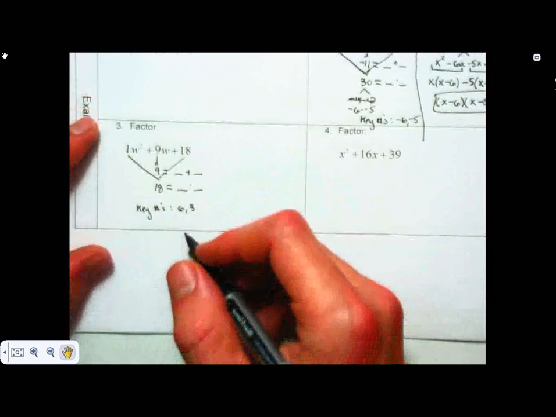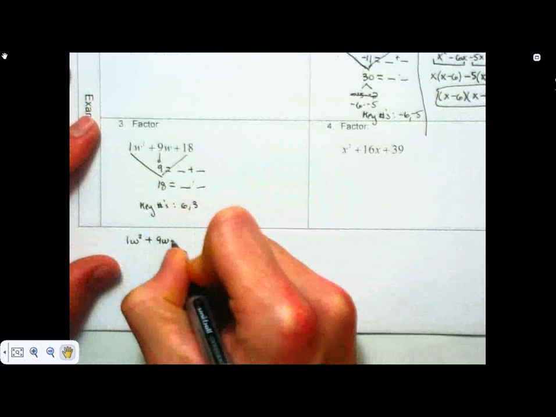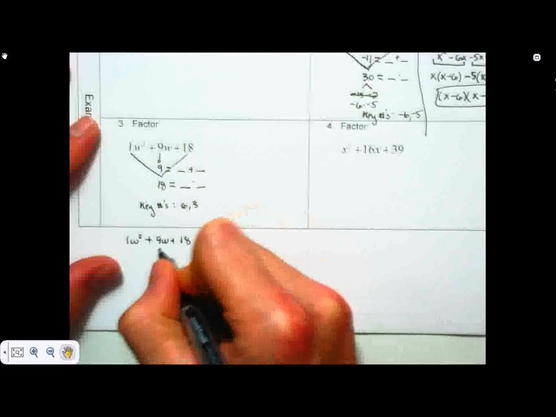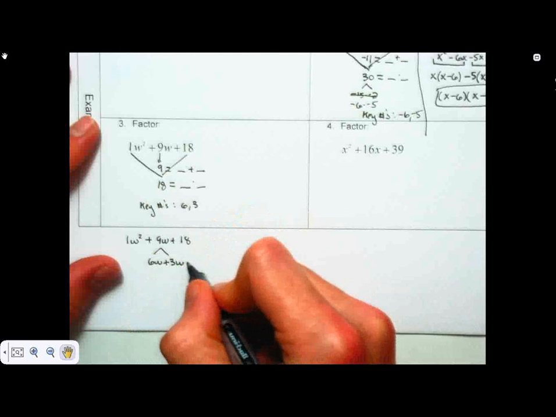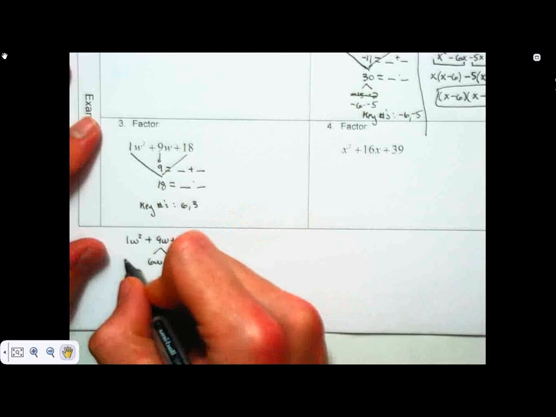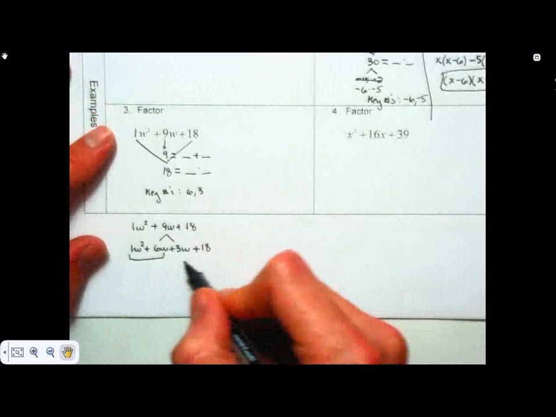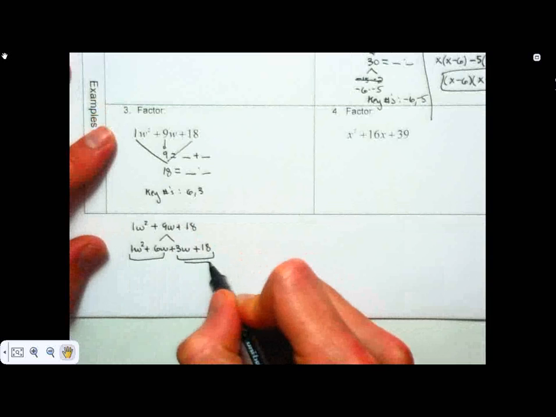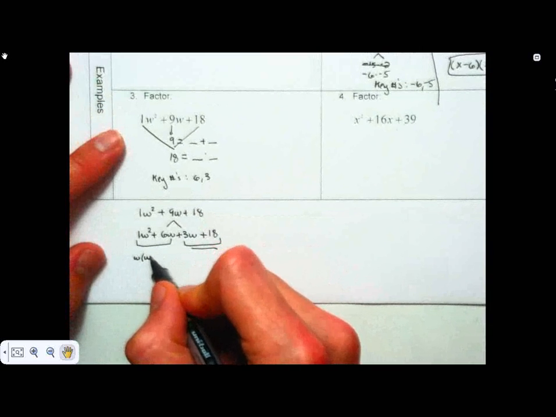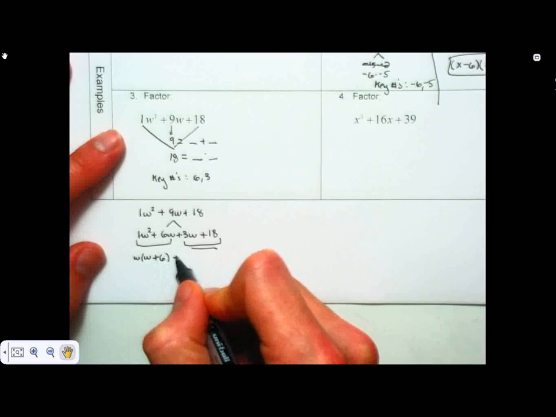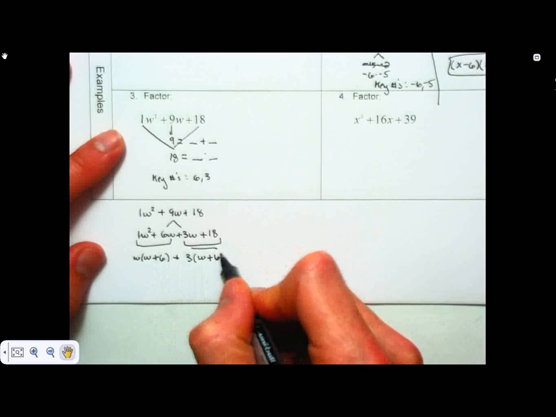So then that tells me that I can break up my original middle term, and instead of writing it as 9w, I'm going to break it up into 6w plus 3w. Everything else stays the same. And then I'm going to group my first two guys together and my last two guys together. So the first group, we could factor a w out, which leaves w plus 6. The second group, we can factor a 3 out, which leaves w plus 6.